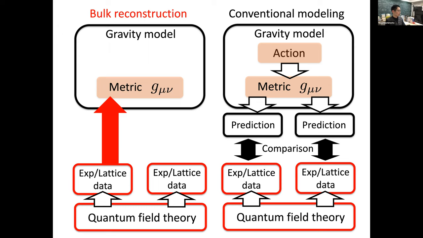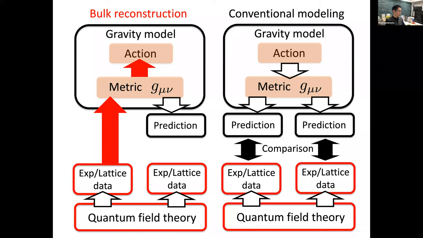Once the metric is obtained, then you get the action, right? The reason is quite simple. This action is reconstructed so that this given metric is a solution of it. Okay, then you get an action. So once you get an Einstein plus matter field action, then you are free to solve anything, right? Since the system is given, for example, using this metric or other metrics as a solution of the equation of motion of the action, you have some other predictions, and then you compare that with other lattice data, other observables.